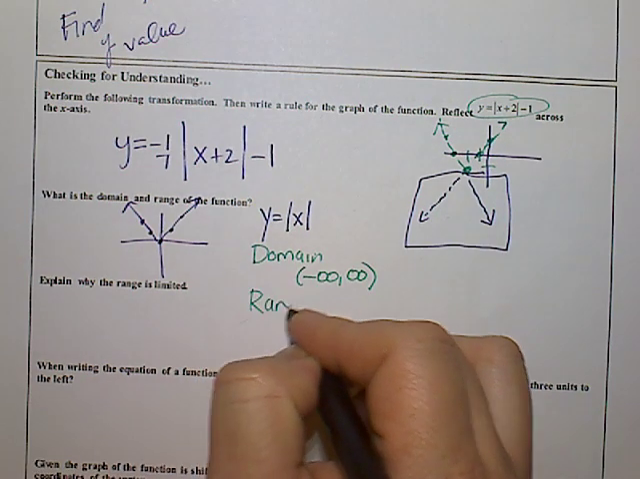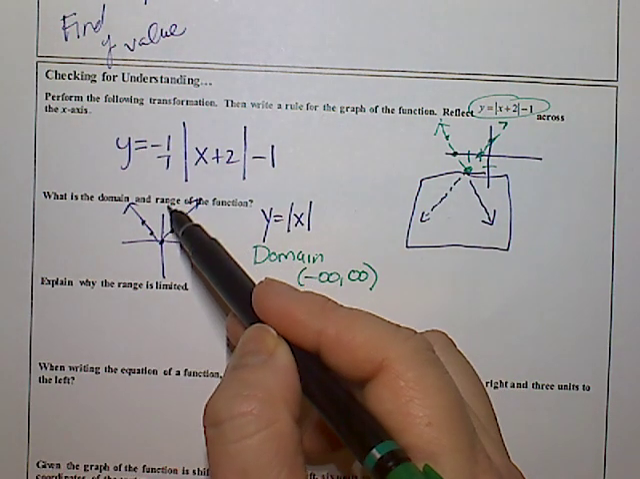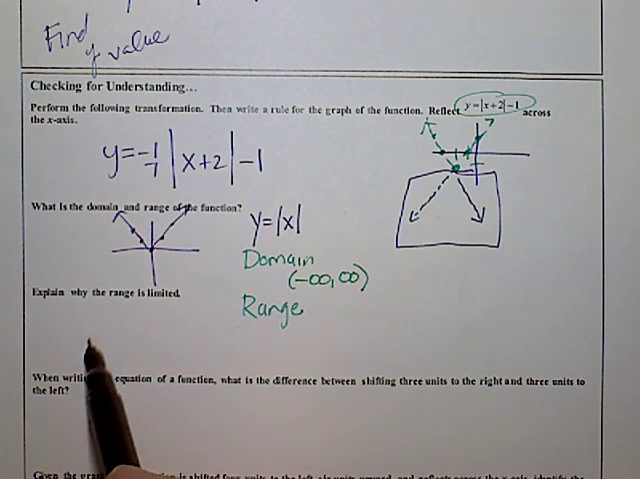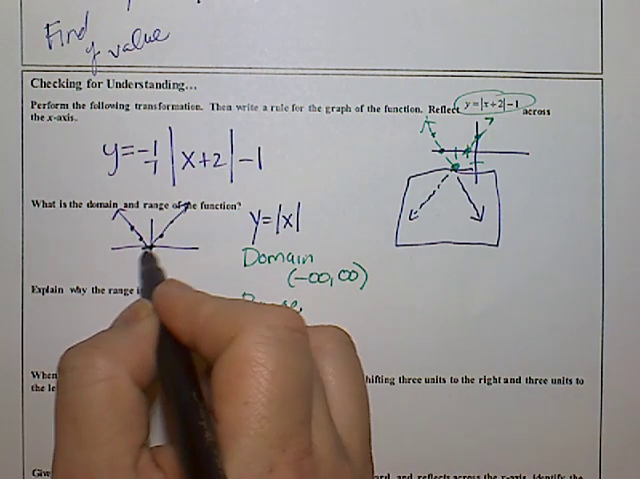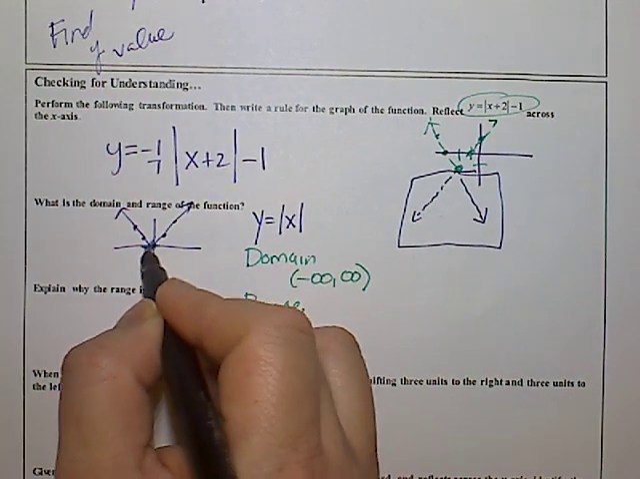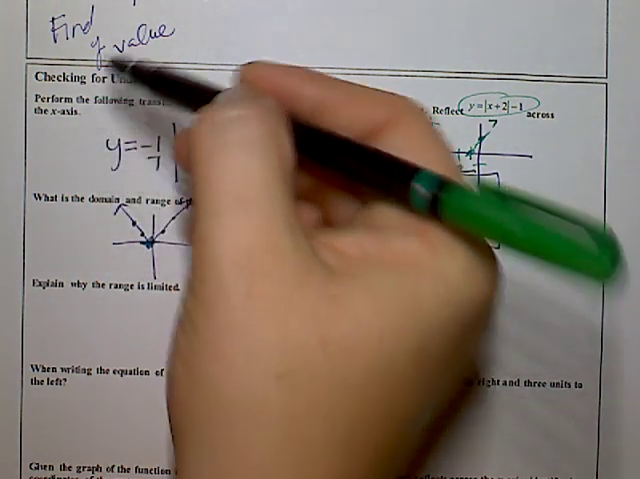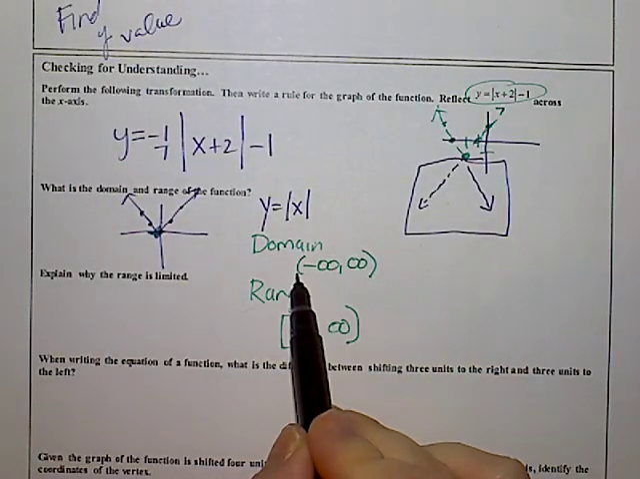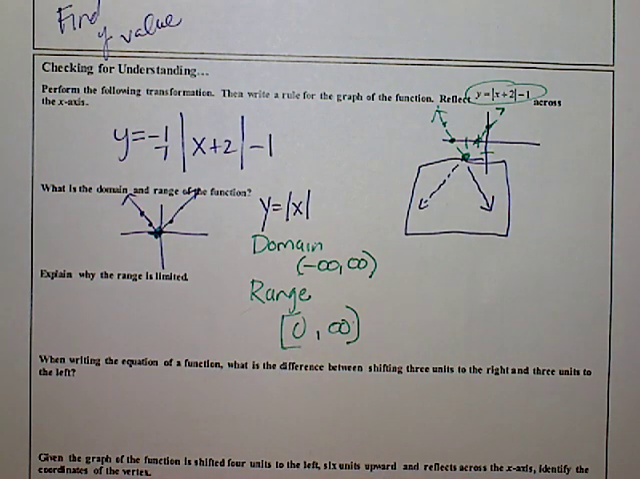The range is slightly different. The range is limited. How far down does this current function go in terms of y values? How low does it go? It's right here, correct? It's at 0. Now, is it touching at 0? Yeah, it's touching right there. So we include that 0 because it's touching it. And then there's no limit on how high it goes. So it goes up to positive infinity. You do have to have it correct with parentheses and brackets, and we'll continue to go over those throughout this year.